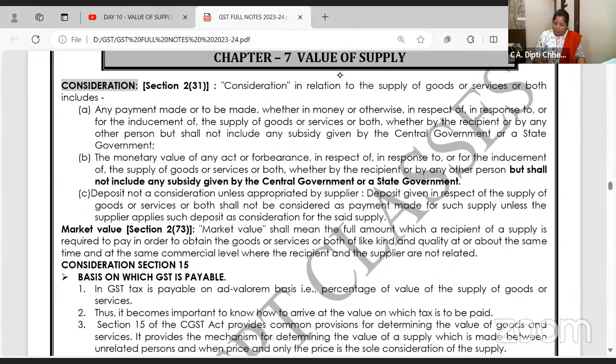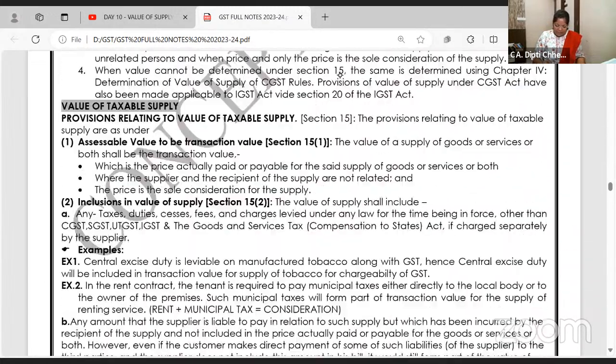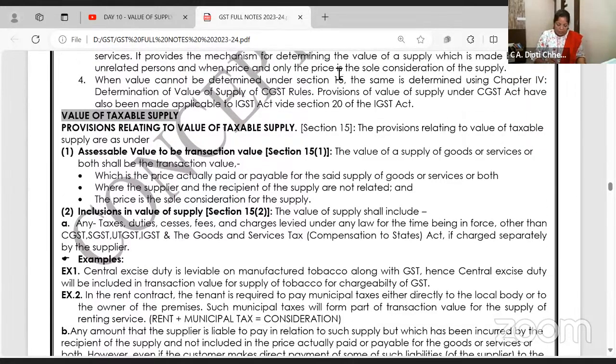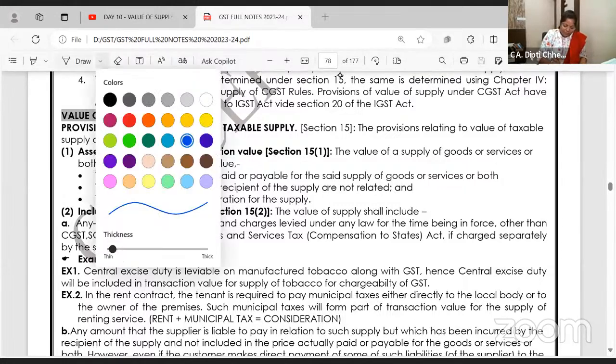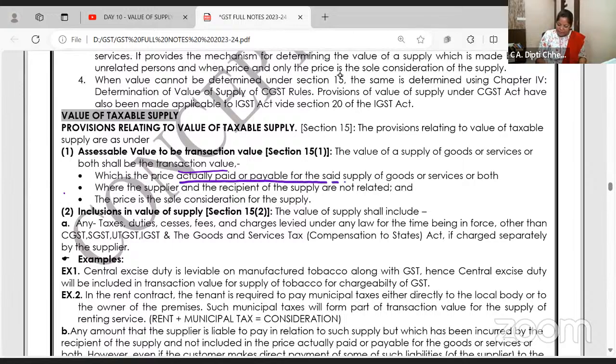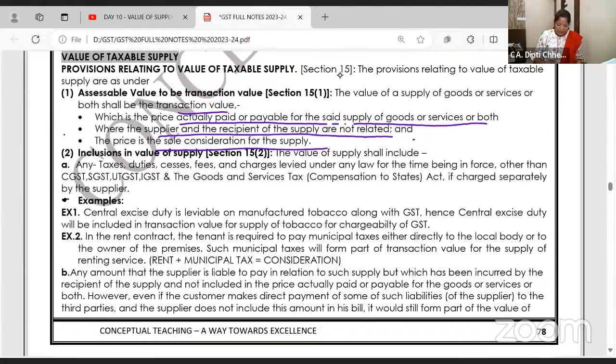चलो, ओके, सम डेफिनेशंस आर गिवन, अभी जरूरत नहीं है, पहले हम यहाँ से पढ़ लेते हैं. Section 15, the provisions for transaction value. The value of goods or services or both will include the transaction value. What do you mean by transaction value, dear students? Which is the price actually paid for supply of goods or services where supplier and recipient are not related, and price is the sole consideration.